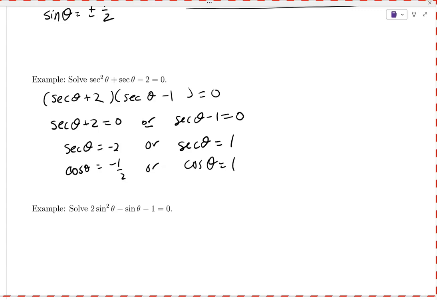Do the reciprocal of both sides, we get cosine of theta equals negative 1/2 or cosine of theta equals 1.